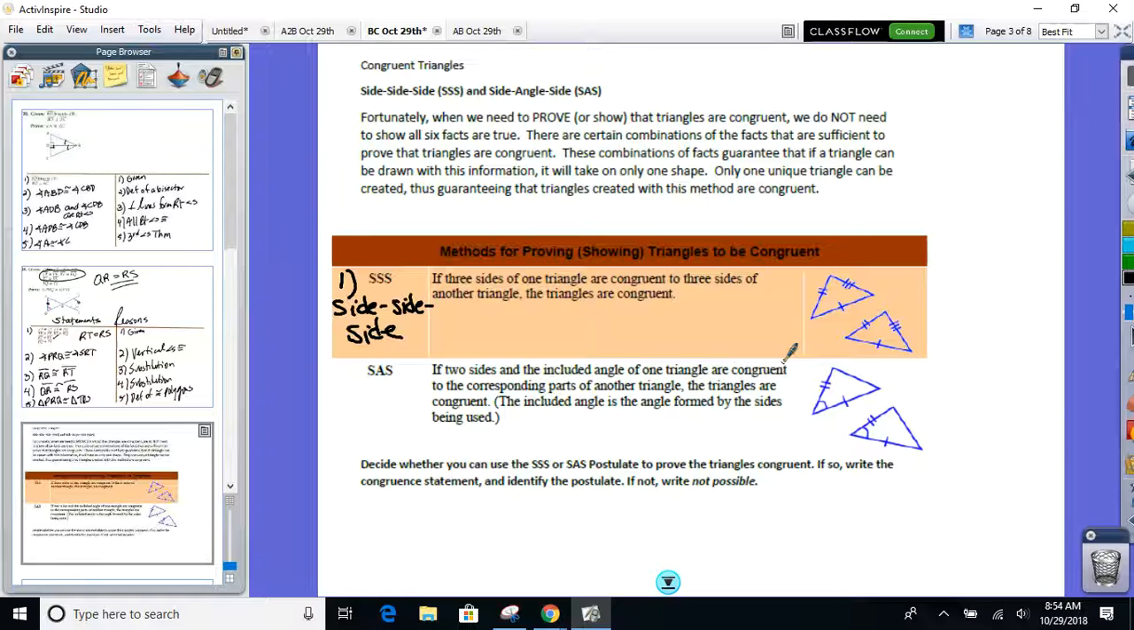Now, sometimes there may not be all 3 pairs of sides. It's not going to be possible. So we go on to our second method today, which is SAS. It is not pronounced "sass." All right, there's a math pet peeve of mine. It is not pronounced "sass." It stands for side, angle, side.